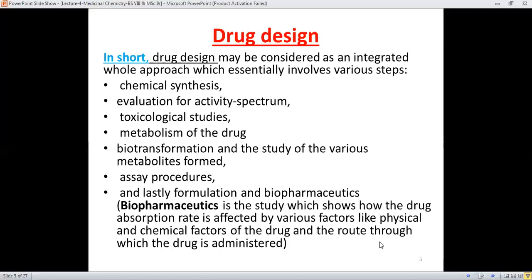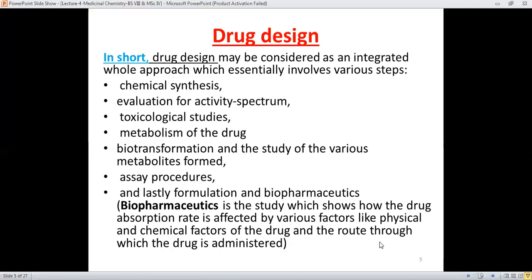And then there is the metabolism of the drug. Whole metabolism is also under drug design. How the drug is taken, how its pharmacokinetics will occur, how it will be metabolized and broken down into active metabolites, and so on. They will reach the active site in order to display their biological activity. And there is biotransformation, the study of the various metabolites as well. It's also an important step to carry out the assay procedures. And lastly, there is formulation and biopharmaceutics.